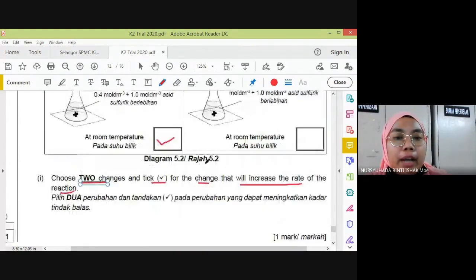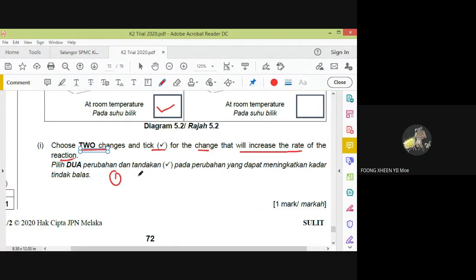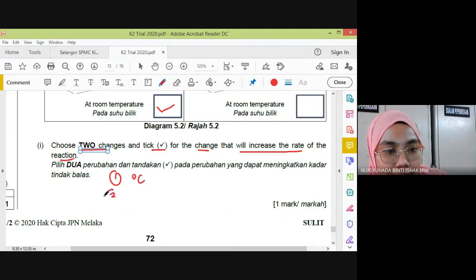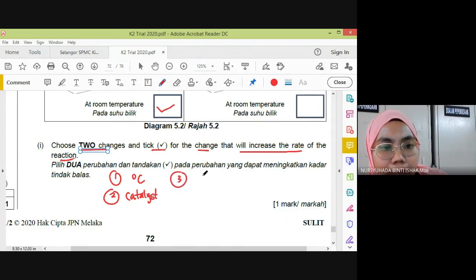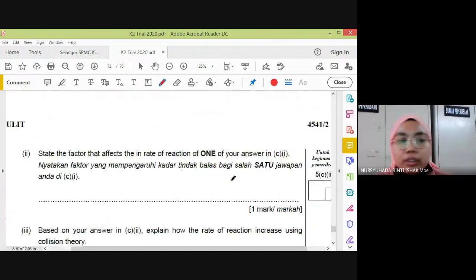Apa faktor-faktor that affect ROR? Ada berapa faktor yang affect ROR? 4. Pertama, temperature. Second, catalyst. Third, concentration. 4, last one apa? Last one, size. Okay, good.